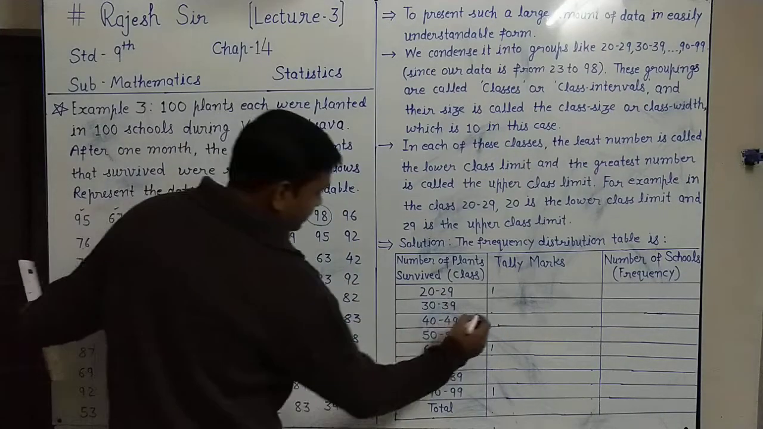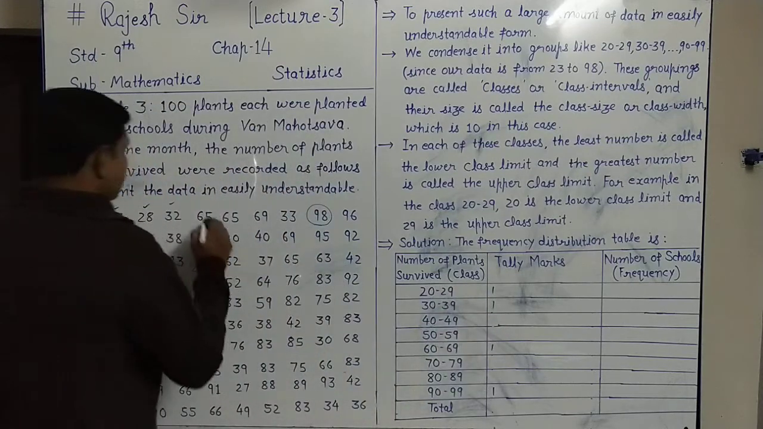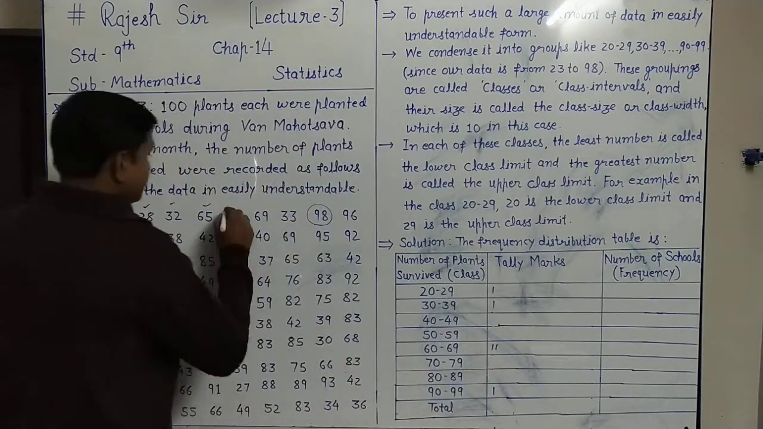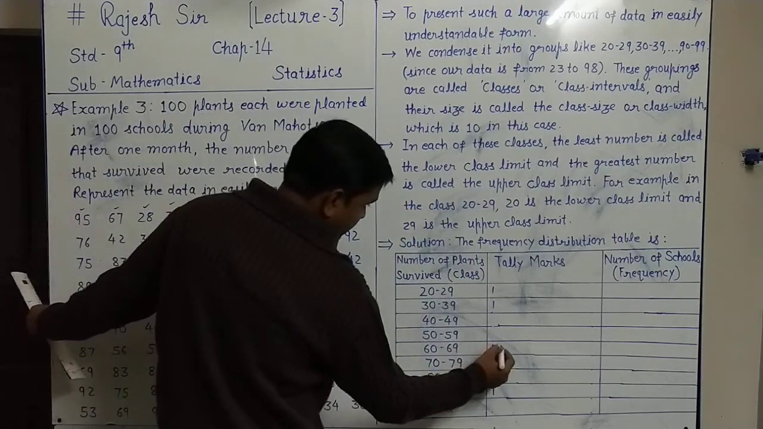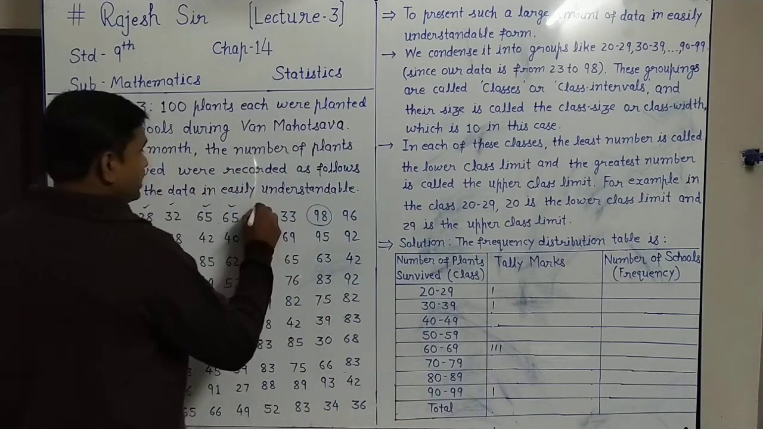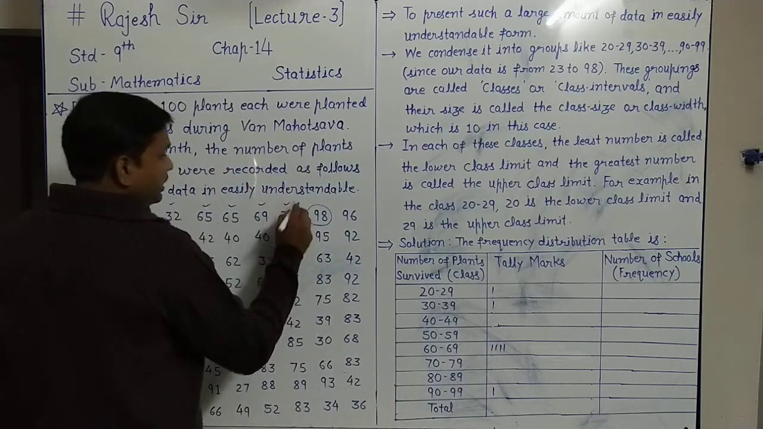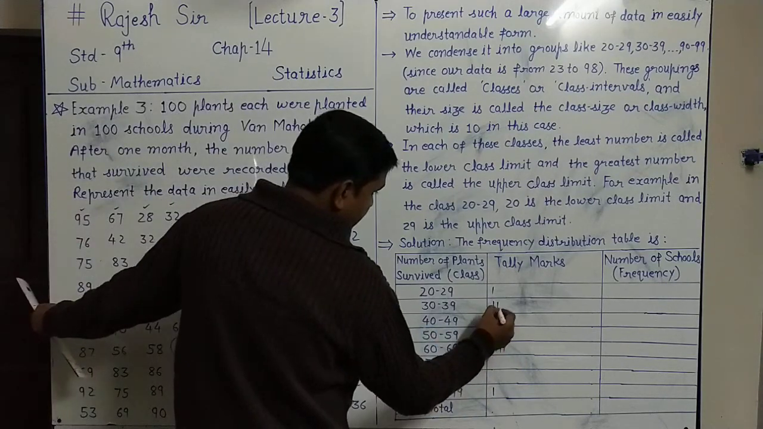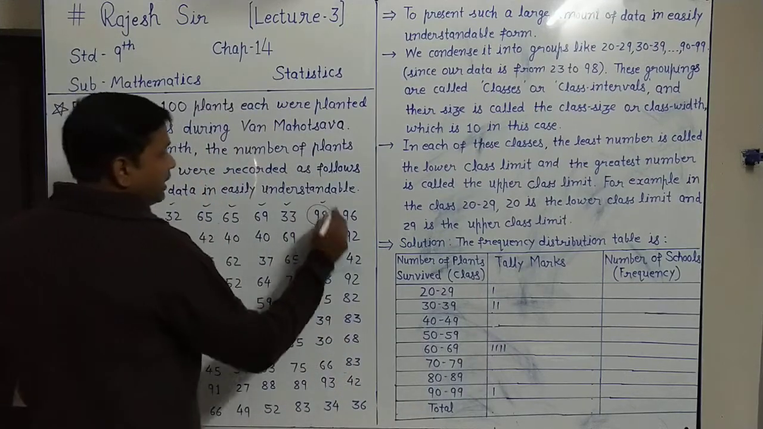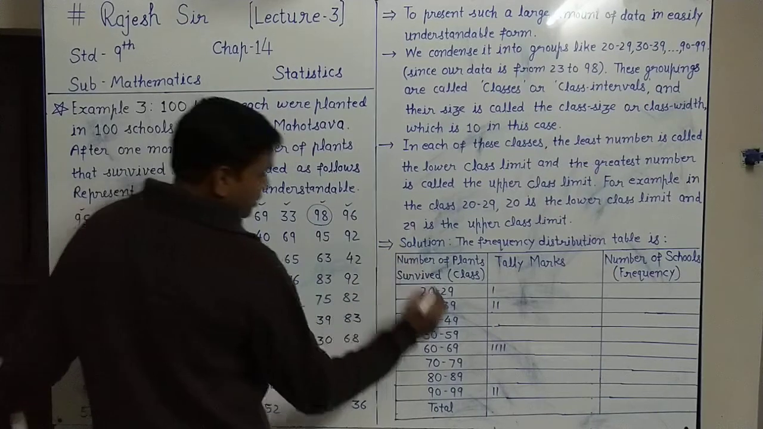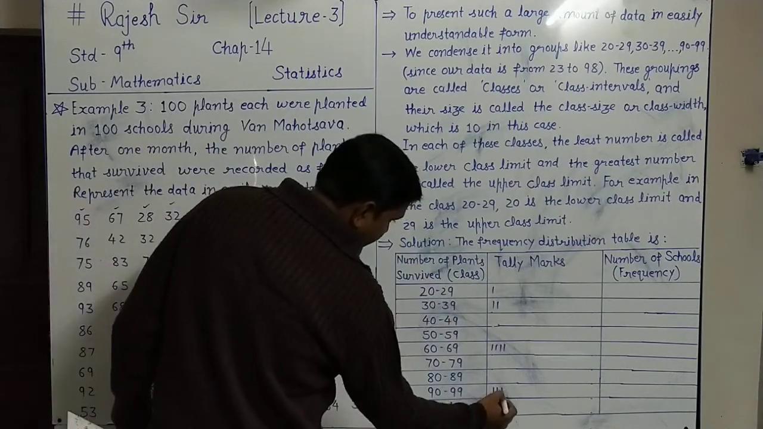32 will come in 30 to 39. 65 in 60 to 69. 65 again the same, 60 to 69. 69 is in 60 to 69. 38 is in 30 to 39. 98 in this last 90 to 99. 96 is also in that last 90 to 99.